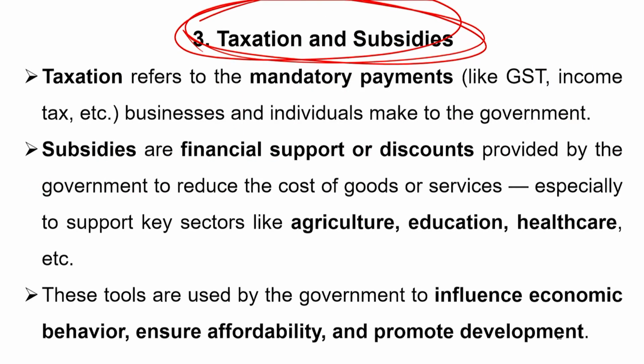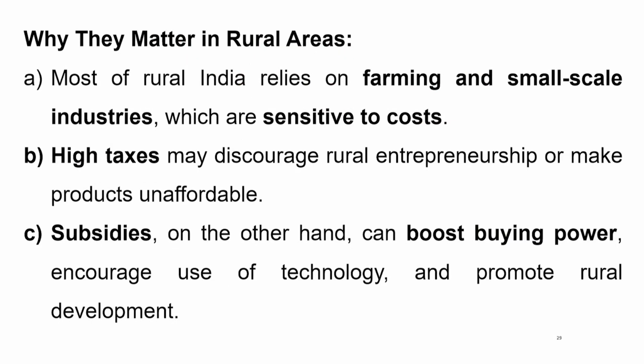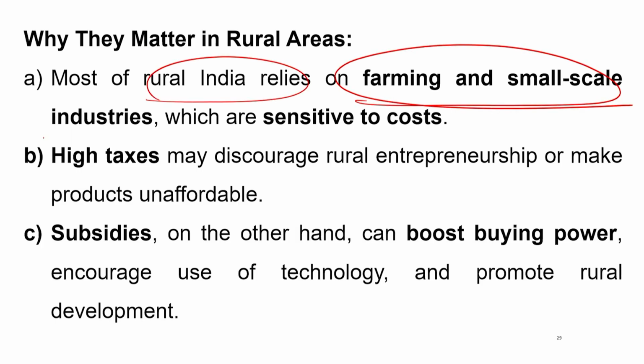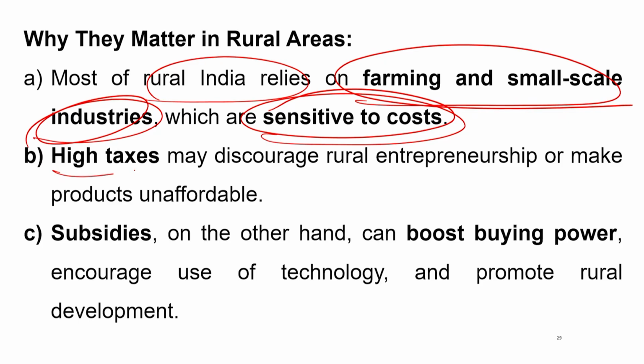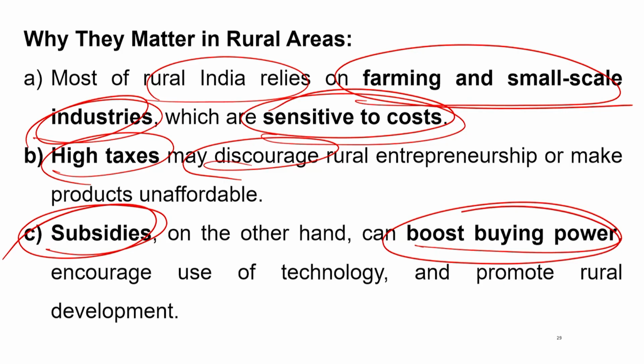Taxation: we have to understand that these are mandatory payments, GST and income tax, that businesses and individuals make to the government. If you do not align with the taxation and subsidy policies, our business is not going to flourish. Most of rural India relies on farming and small-scale industry, which is sensitive to cost. High taxes may discourage, however subsidies on the other hand can boost buying power. So looking at the income level, the government and organizations should provide some subsidies and some relief, so that farmers are motivated and move toward purchasing goods and services.